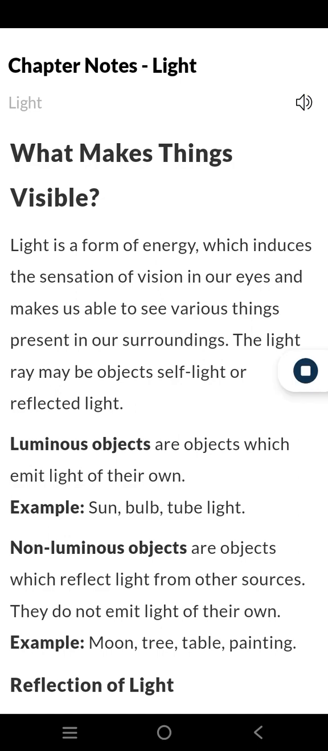What makes things visible? Light is a form of energy, which induces the sensation of vision in our eyes and makes us able to see various things present in our surroundings. The light ray may be an object's self-light or reflected light.